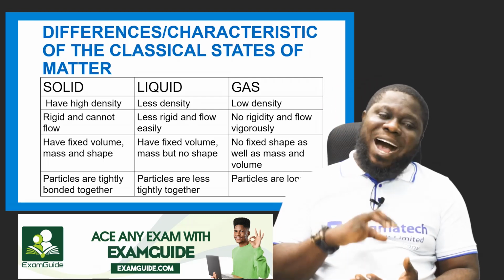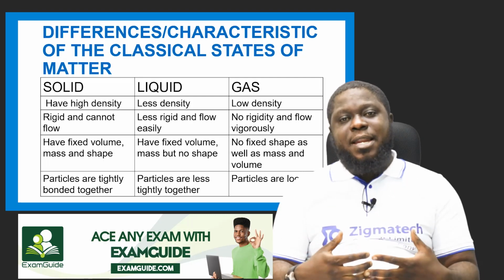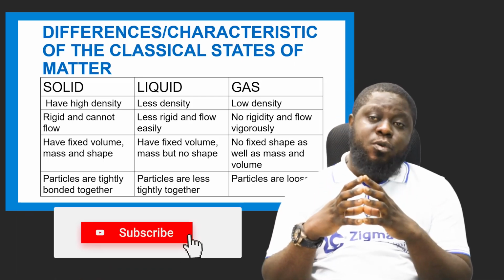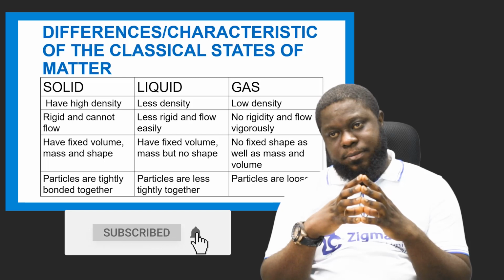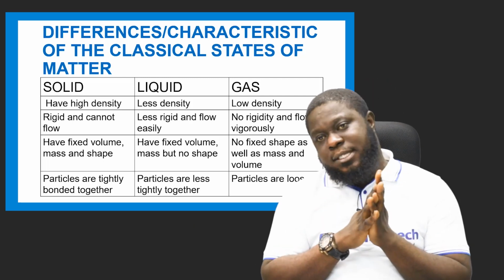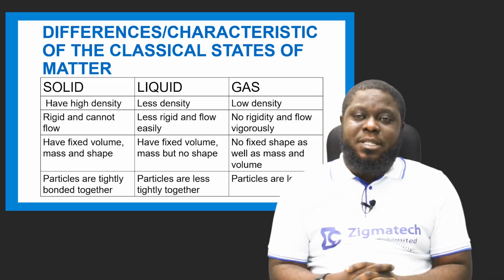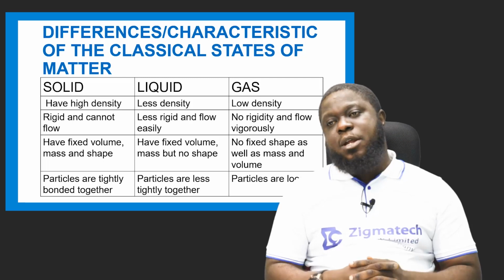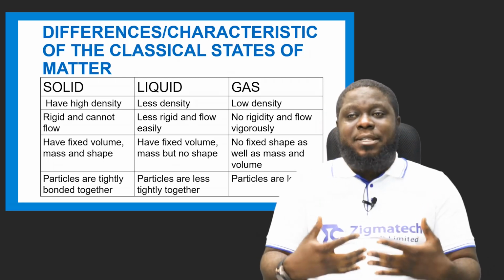Now, the solids have high density. They are heavier, they have more mass, and they occupy more volume than the liquid. That's why the liquid has less density, while the gas has the lowest density. They do not occupy space as much as the solid and the liquid, and they don't have a fixed volume. They don't really have a fixed mass.